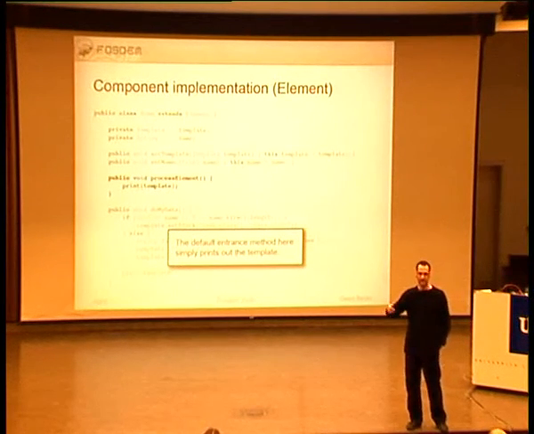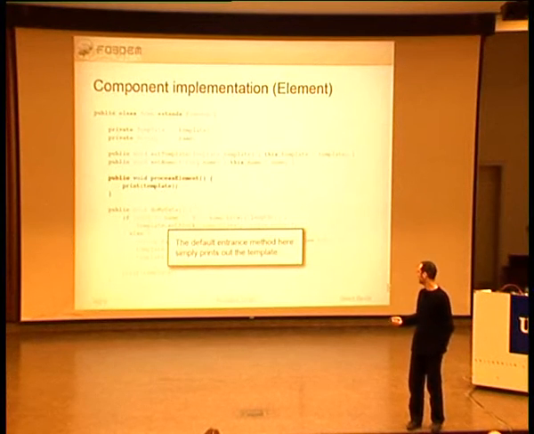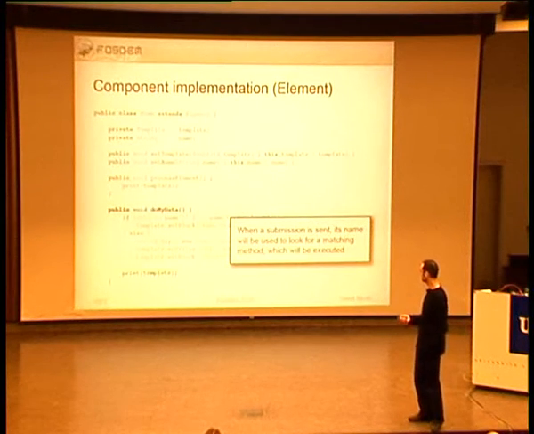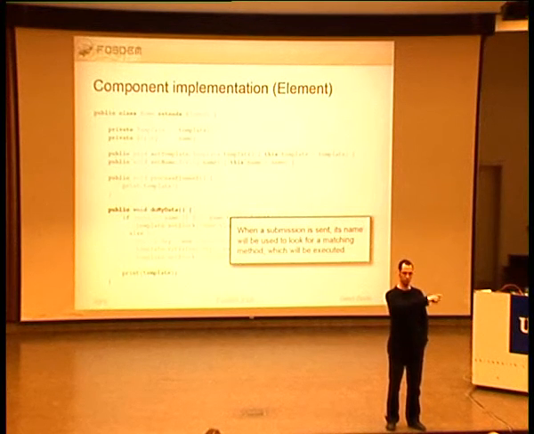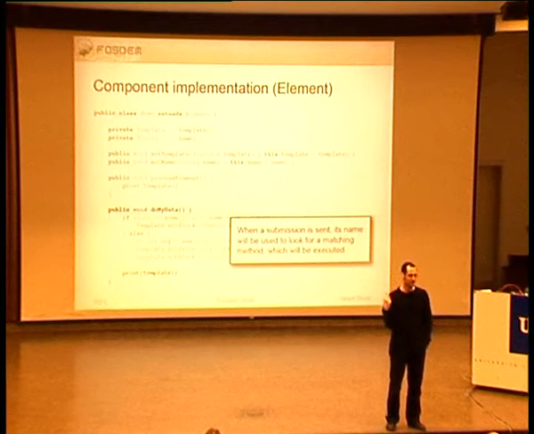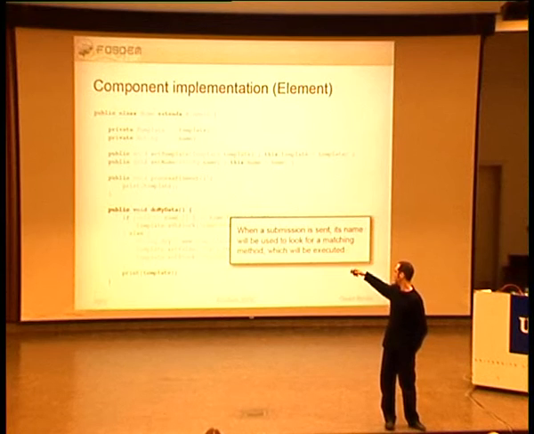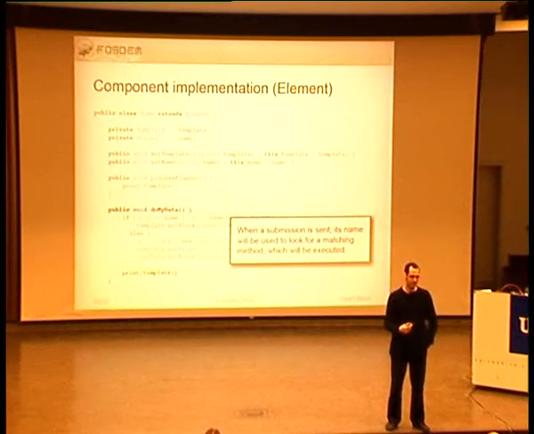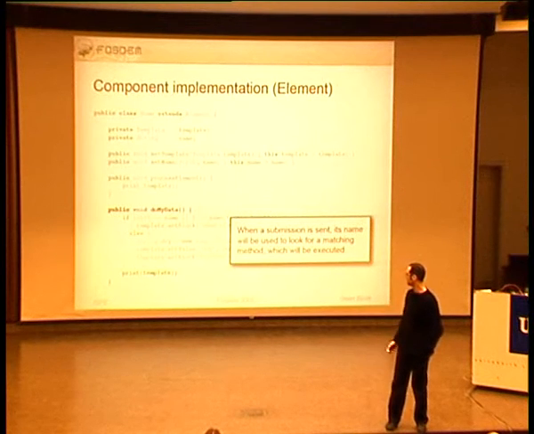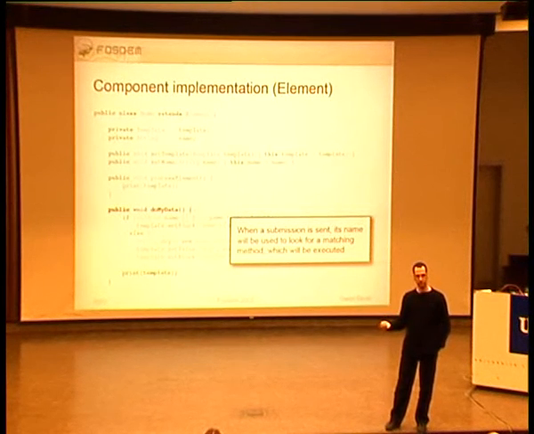The form will be sent, and this form had a certain name. The name was mydata. And RIFE will look up methods that are called do, and then the name of the submission, and execute that automatically. Now, this is not mandatory. If you don't like this, you can just do if-then-else inside your processElement method and handle this manually. But this is a nice way to split things up. So at the end of the form submission, it will print out the template again.